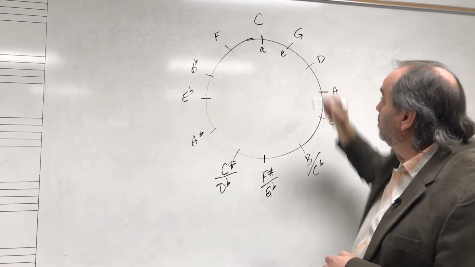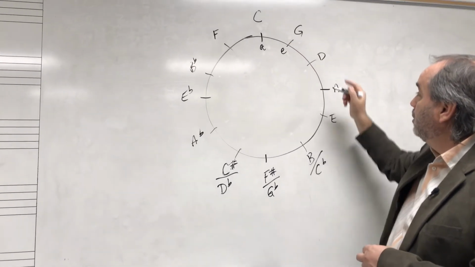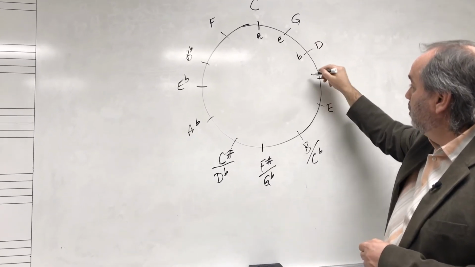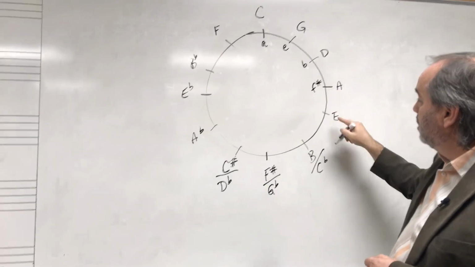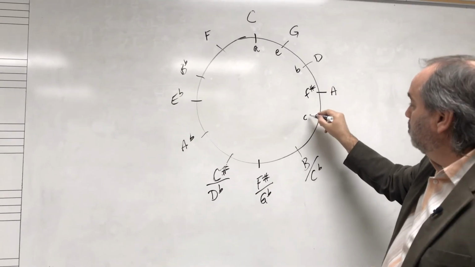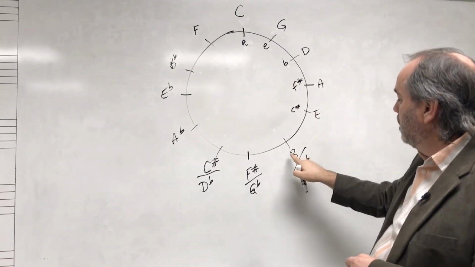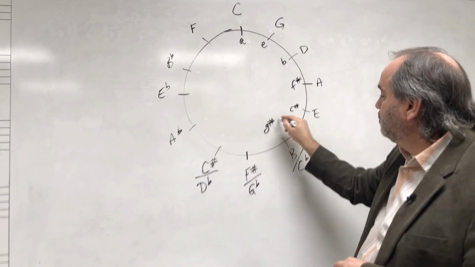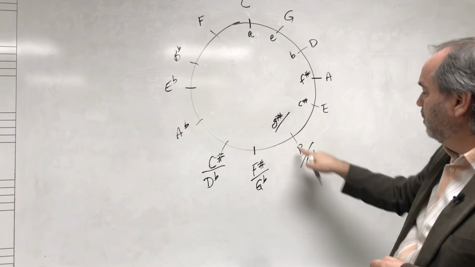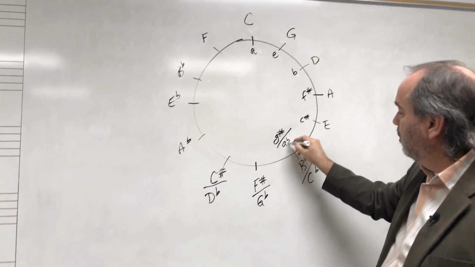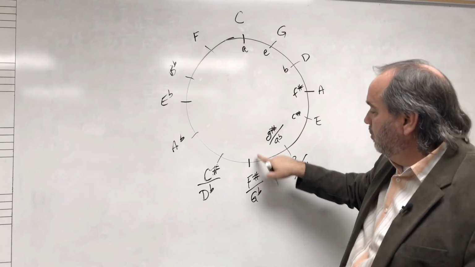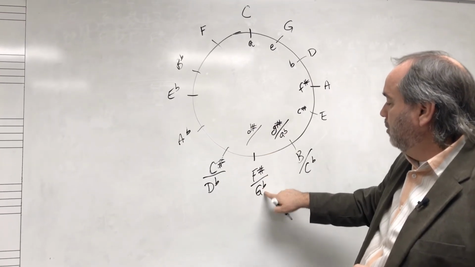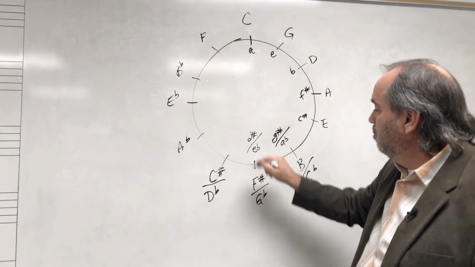G goes to E minor. The relative minor of D major is B minor. The relative minor of A major is F sharp minor. The relative minor of E major is C sharp minor. The relative minor of B major is G sharp minor. The relative minor of C flat major is A flat minor. The relative minor of F sharp major is D sharp minor. Relative minor of G flat major is E flat minor.